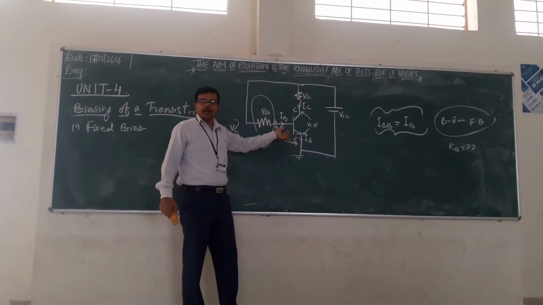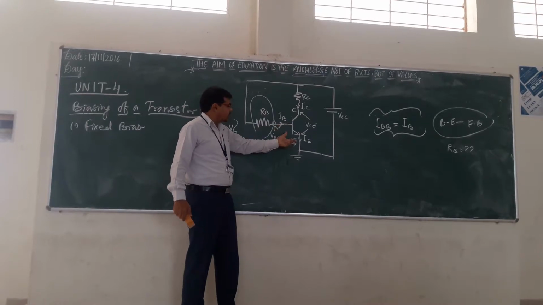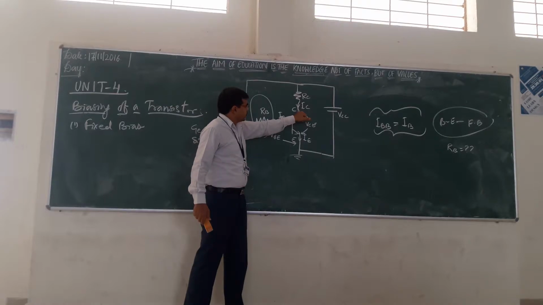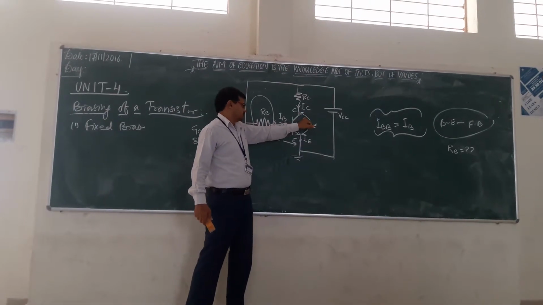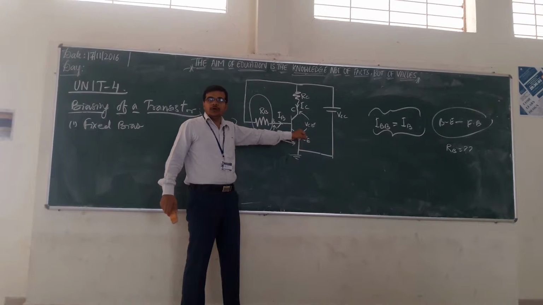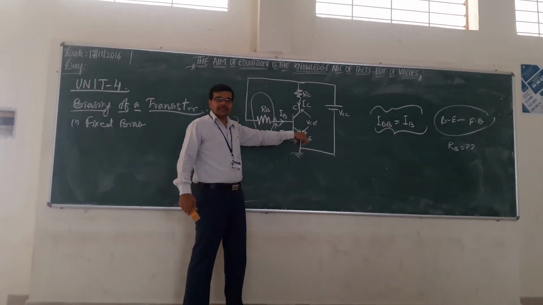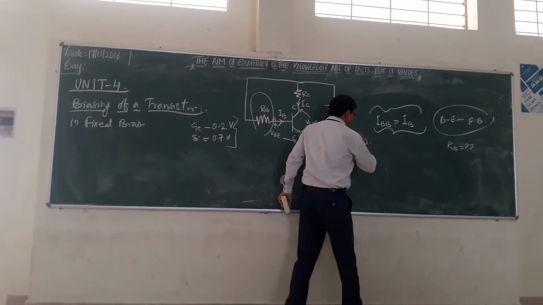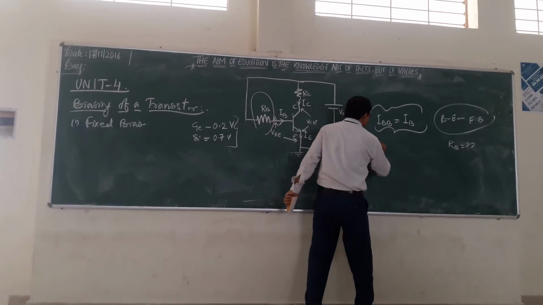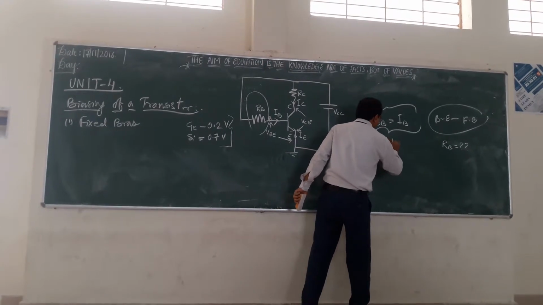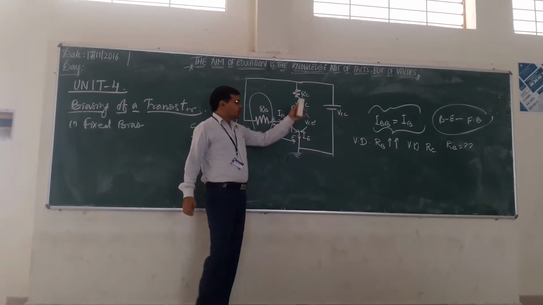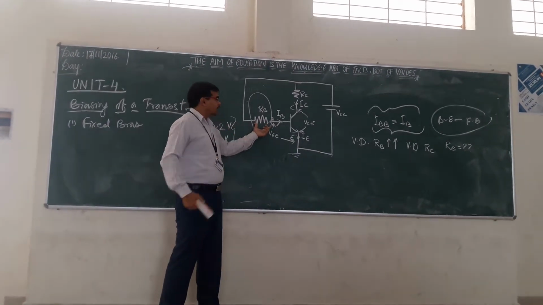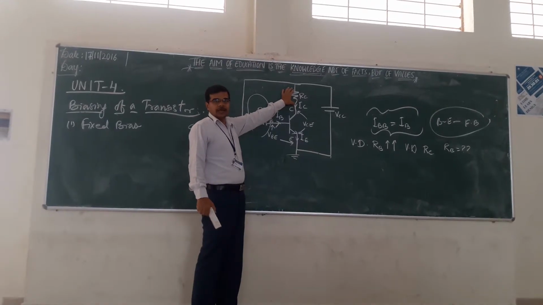So the first condition we have already covered: the base and emitter should be forward biased. The second condition required is that the collector and emitter, the output, should be reverse biased. In order to make this reverse biased, the condition is that the voltage drop across RB should be greater than the voltage drop across this one.